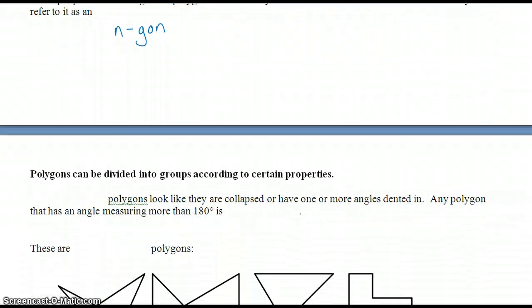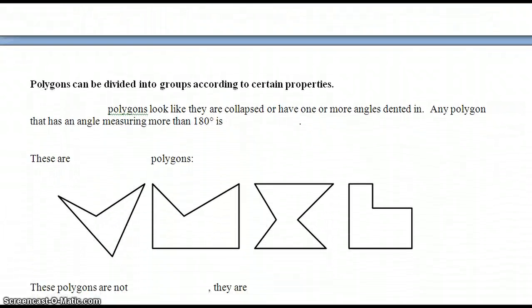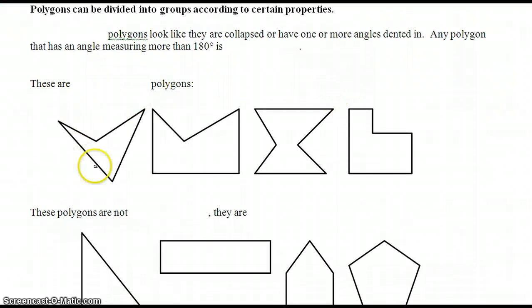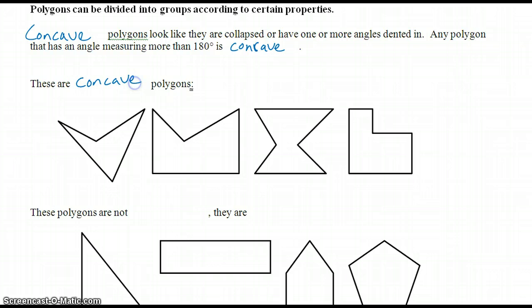There are certain properties that polygons have that also help us classify the polygons. All of these polygons have a certain characteristic. They're all dented in. When a polygon is dented in, it is known as concave. A polygon that is concave has one angle that measures more than 180 degrees. These are all concave polygons.